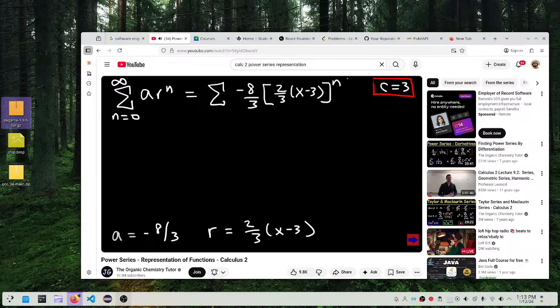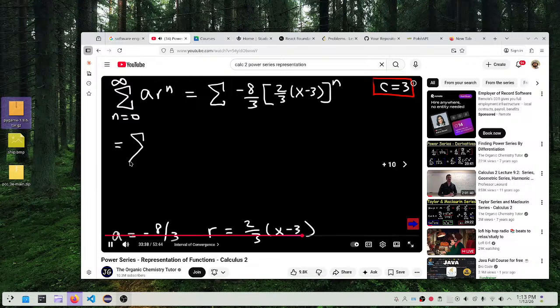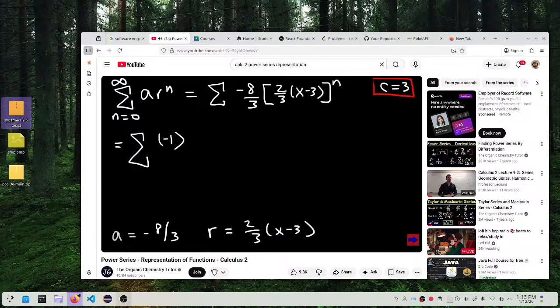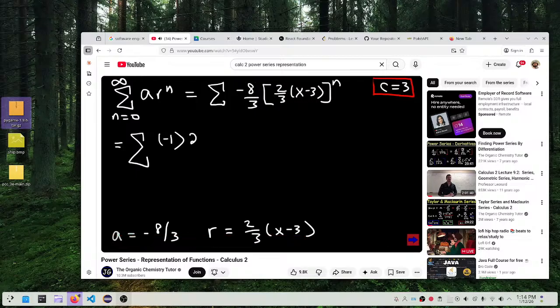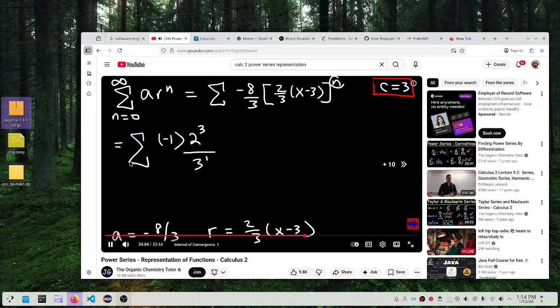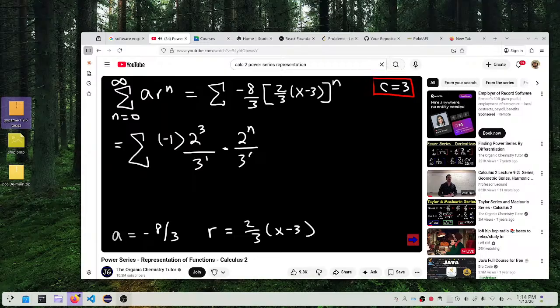So this is the answer, but we need to clean it up a bit. So I'm going to write that as -1 for now. And then we have an 8. Notice that 8 and 2 share the same base, a common base of 2. So I'm going to rewrite 8 as 2 to the third power, and the 3 on the bottom. And inside the brackets, 2 to the n power divided by 3 to the n power, and then times (x minus 3) to the n power.